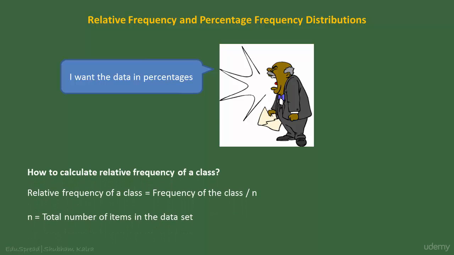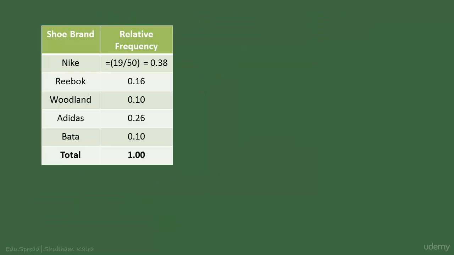To calculate the relative frequency of a class, we have to divide the number of items in that class by the total number of items in the data set. Continuing with the example from the last lecture, the relative frequency of Nike would be 19 divided by 50, and this is equal to 0.38. By doing the same calculation for all the classes, we can get our relative frequency distribution table as shown here.